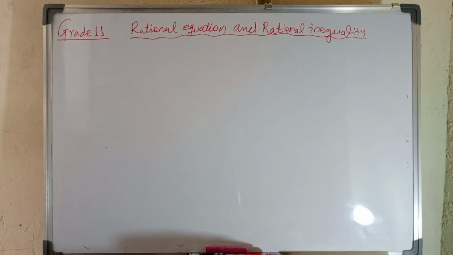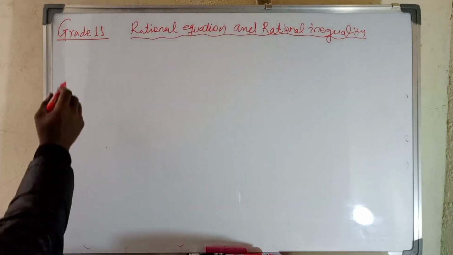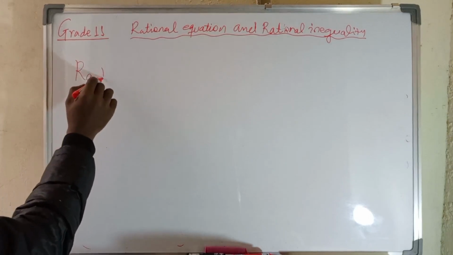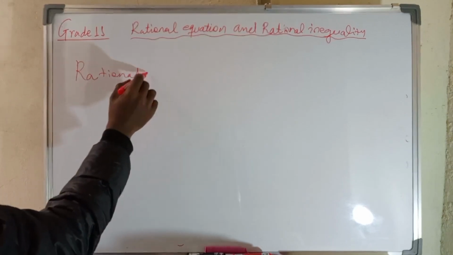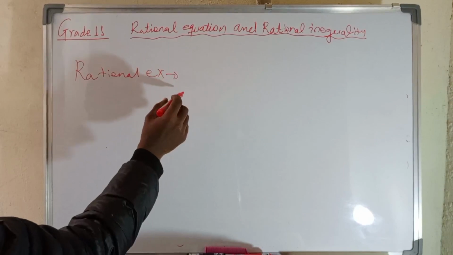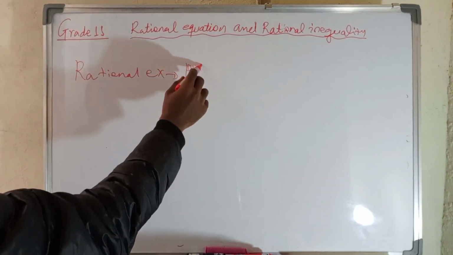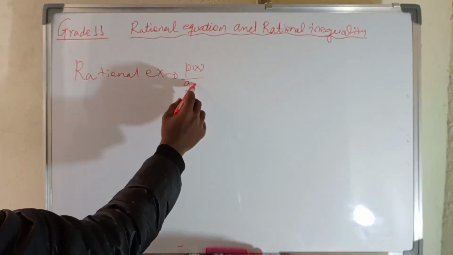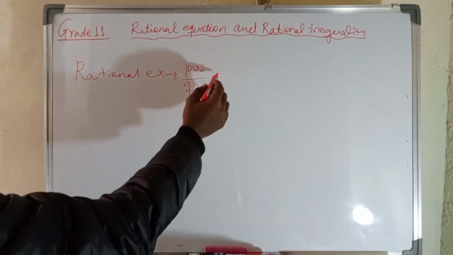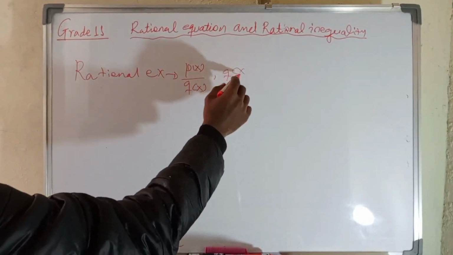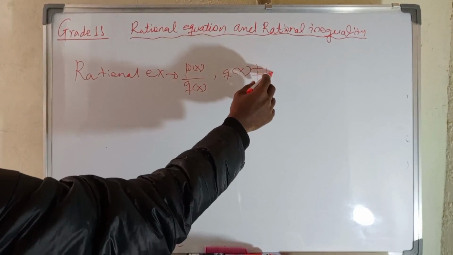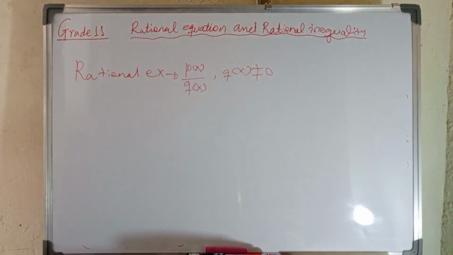Before that, you have to remember rational expressions. Rational expressions are written in the form of P of x over Q of x, and Q of x is different from 0, because no number can be divided by 0.